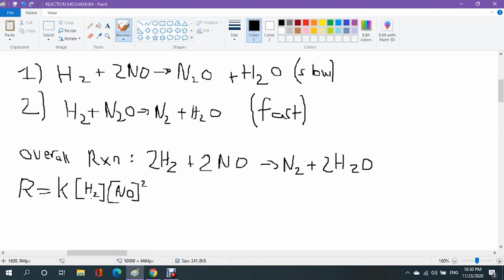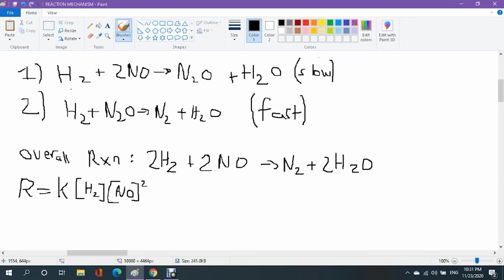Now let's do this simple example. They gave us two steps and they told us which one is slow and which one is fast, and they gave us the overall reaction and the rate law. Now we're supposed to find out if the reaction mechanism is acceptable or not. Now to find out if a reaction mechanism is acceptable, we said it must satisfy two requirements. The first requirement is that the sum of these two steps must give us the overall reaction. Now let's check if that requirement is satisfied or not.